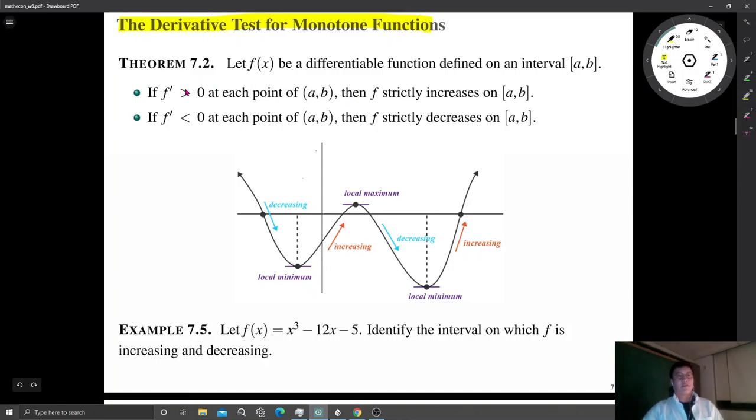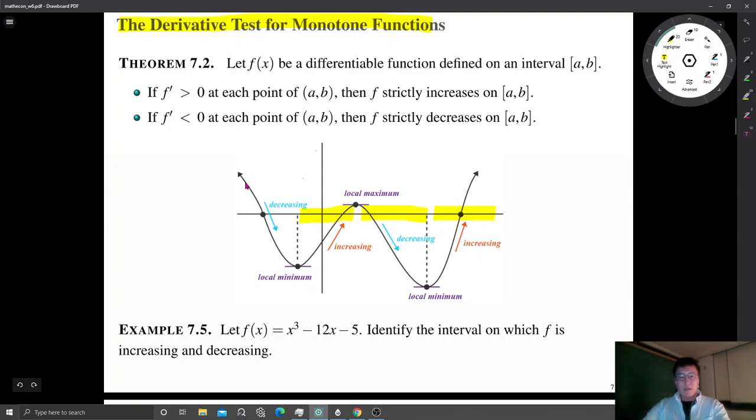So if the sign of the derivative is positive, that means the original function is strictly increasing. On the other hand, if the sign of the derivative is negative, it means f is strictly decreasing, right? This is quite intuitive. It's not surprising at all because think about this function. It is initially decreasing, and increasing over this interval, and then decreasing again, and back up increasing.